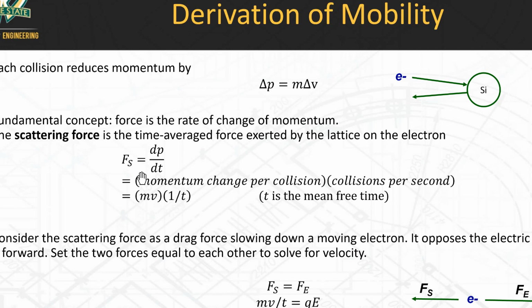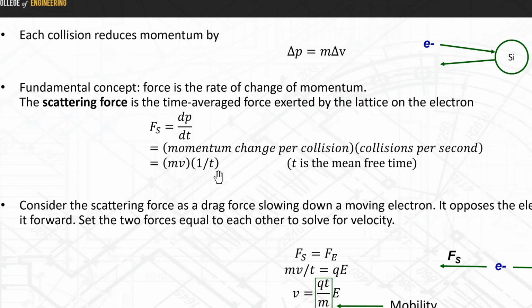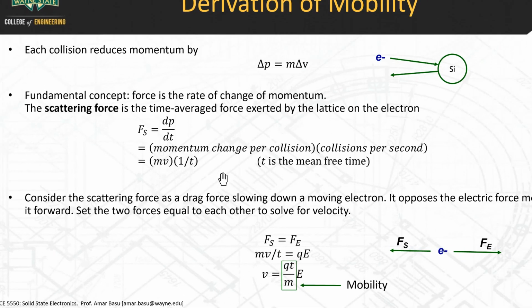This is just a way to see where the mobility comes from in the case of an electron moving through a lattice, where the electron keeps on colliding with things. All right, so dP/dt is mv divided by t. Now think about the scattering force that slows down a moving electron. That scattering force opposes the electric force, and so if you set the two forces equal to each other, you solve for the velocity.